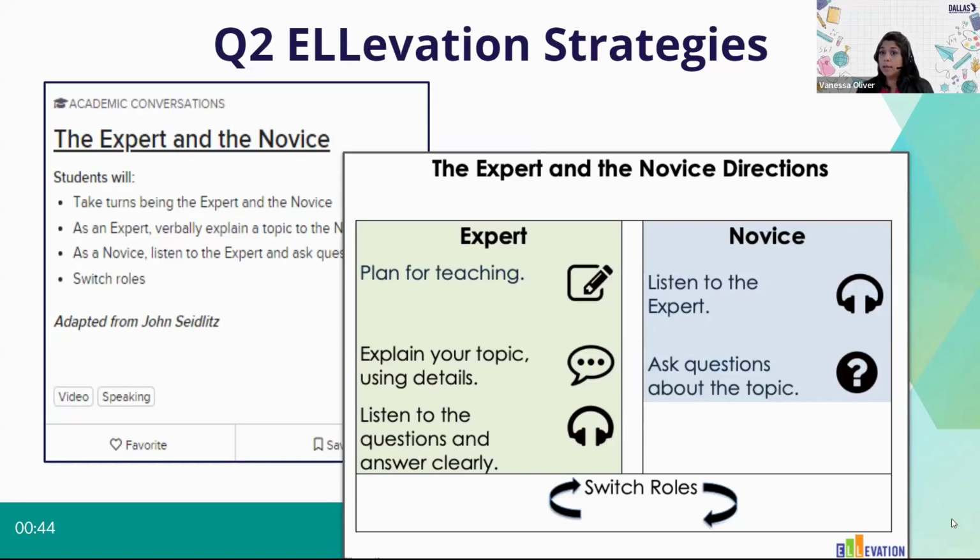We will also be implementing and embedding some strategies in our engagement portion of our Clarity document. So look out for those coming soon. And remember, the hanging hashtags that we did earlier was also an Elevation strategy.